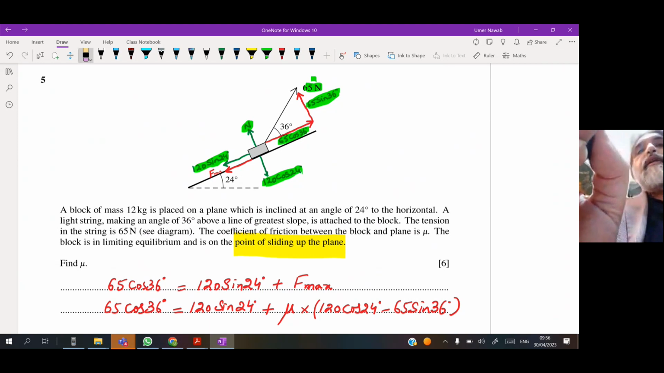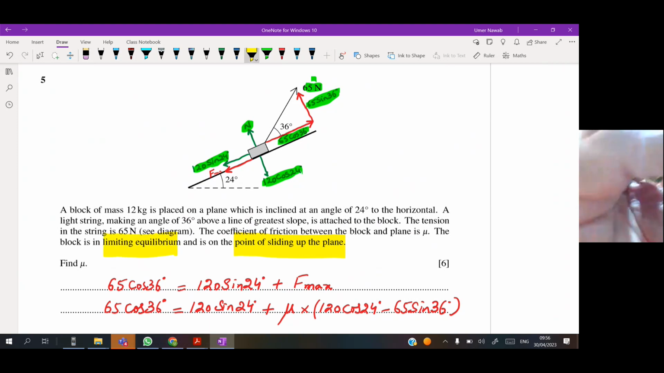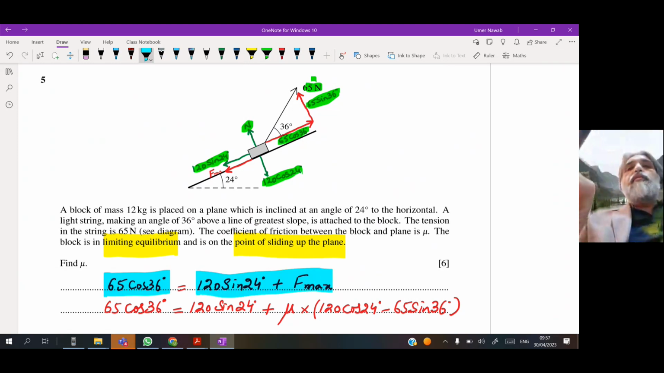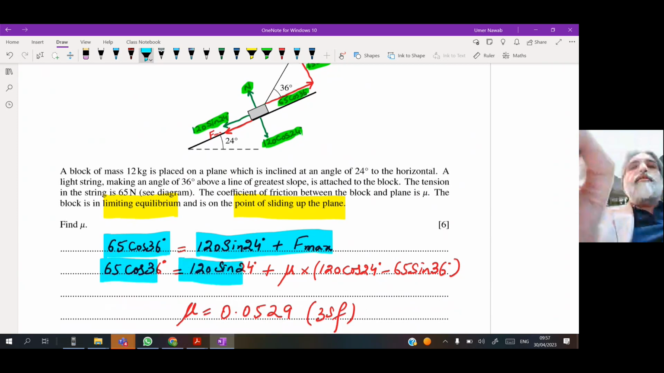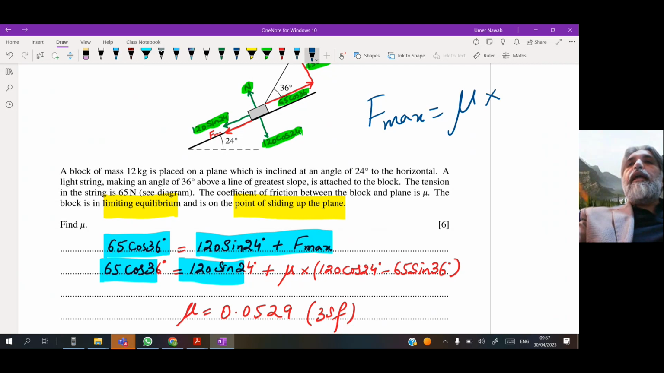Since this particle is trying to slide up the plane, it's not moving. It's like in a limiting equilibrium situation. Limiting equilibrium situation says that the particle is actually not moving, but the upward forces are equal to the sum of downward forces. So now what do you need to do, guys? The 65 cosine of 36, and there are two forces downward. This force is along the plane upward, and these two forces are along the plane downward. So I'm going to just write F max.